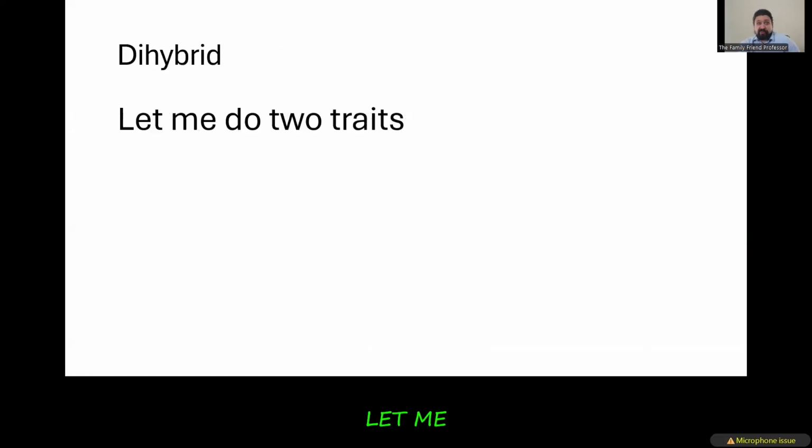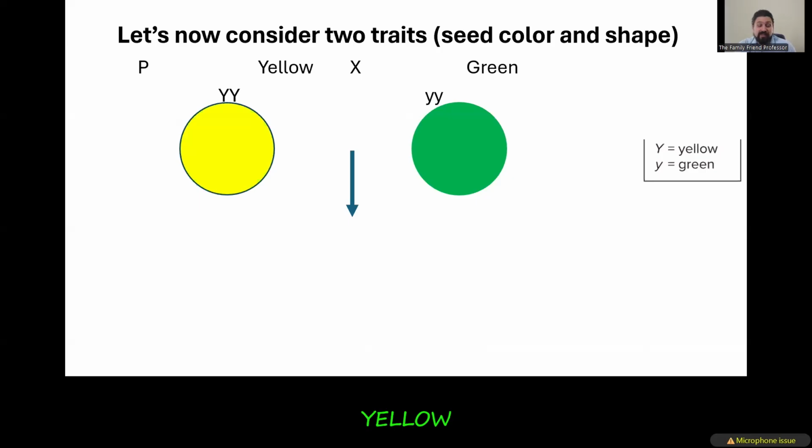So he said, let me do a dihybrid, right? Which is studying two traits at the same time. Instead of just doing yellow versus green, seed color, in which case he got yellow all the time, he said, well, what about we do something different? We do seed color and seed shape.